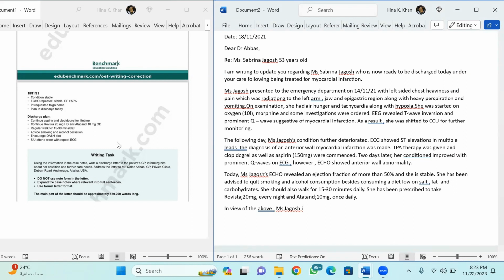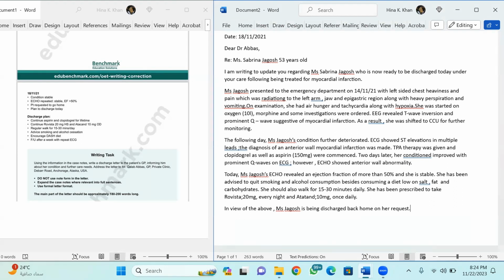It's taking time. Okay, in view of the above, Miss, this is being, if you want, you can omit this from here, because we have mentioned above that she is being discharged back home on her request. Because she's going on her request. Then I have mentioned above what she is going to take and all.